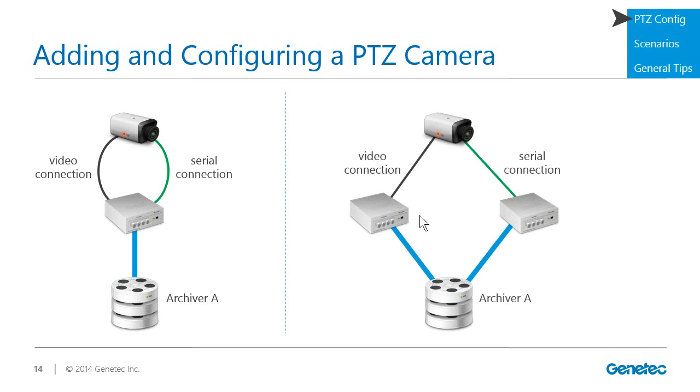If you're using separate IP encoder units for video and PTZ control for one camera, just make sure that they're both added to the same archiver in the system. Multiple PTZ cameras can use the same serial port on the encoder for control, but we're going to see how that's done in just a minute.